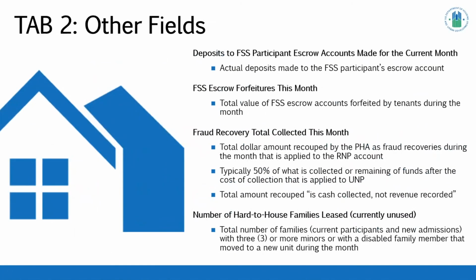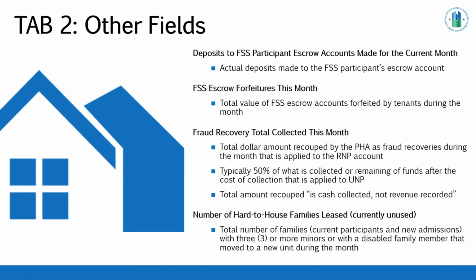That first tab would typically take care of all your unit months leased and unit months available. Let's look at the other fields that we have. Deposits to FSS escrow accounts. These deposits are made for participants on the FSS program receiving an escrow amount. FSS escrow forfeitures. The amounts received by the PHA for those residents who opt out of the FSS program. They forfeit their escrow. This money gets reported in this field for the calculation of RMP.